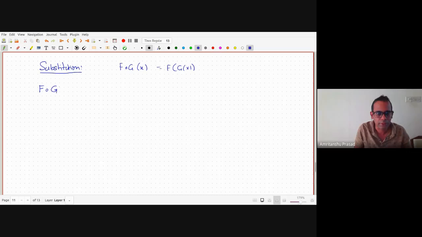F circle G is the species. It is not a composition of functors. That's an important point. Maybe I should talk about, okay, so you remember the species partitions, right?